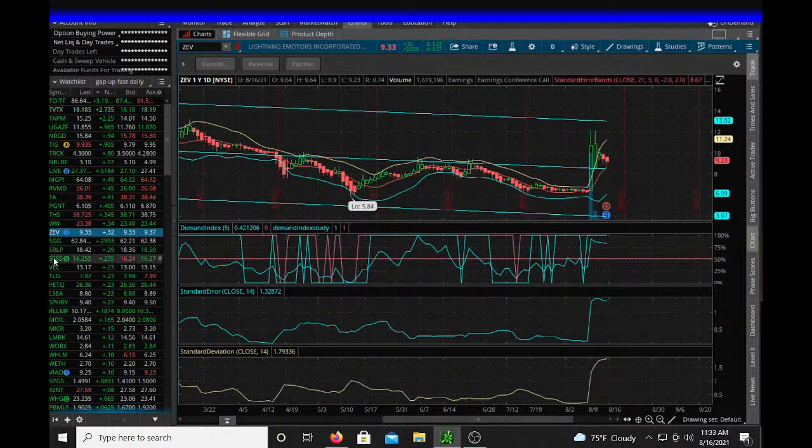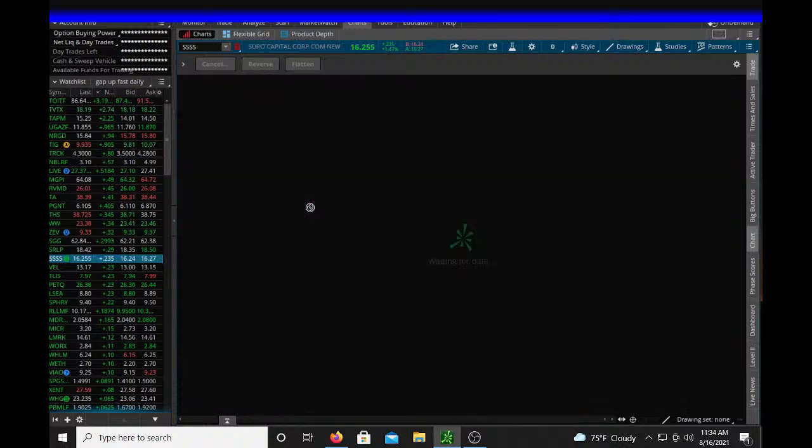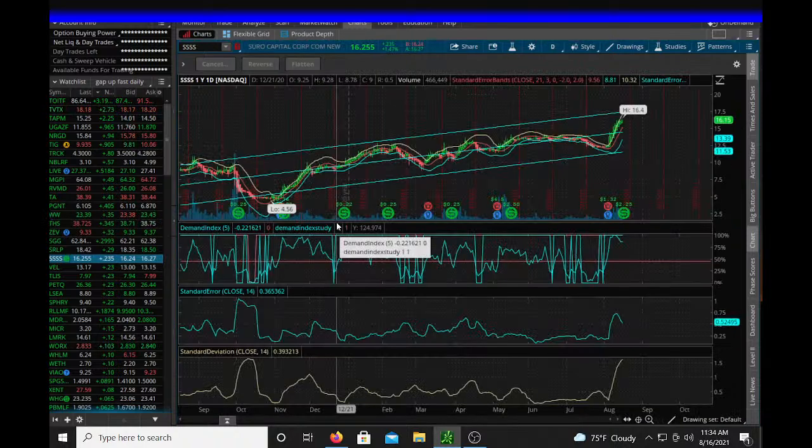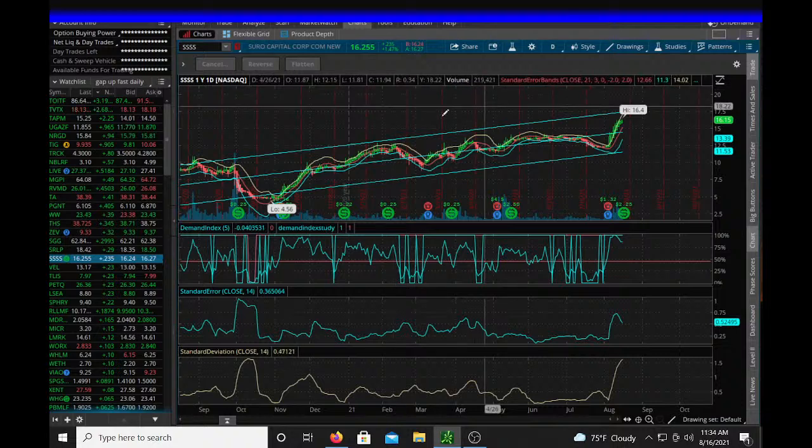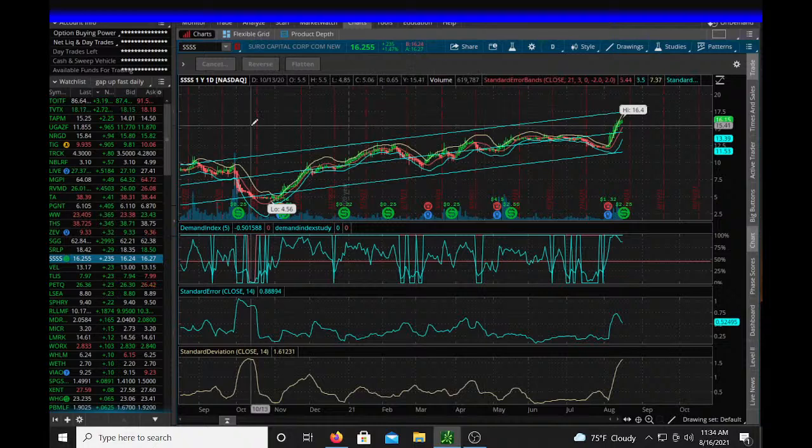And what is quadruple S? SuroCapitalCore.com. Money, money, money, money, money. Suro. What is a Suro? Capital Core Com, new or company new? I don't know. We'll have to look that up.